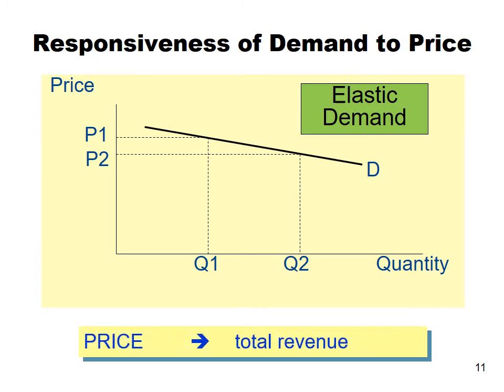So when the price drops from P1 to P2, you can see Q1 to Q2, there's a very big change. So basically, when the price drops by a bit, there's a great demand generated for this quantity. As a result, you increase your total revenue. So it makes sense for the bank to drop the price to increase the demand, which leads to an increase in total revenue.